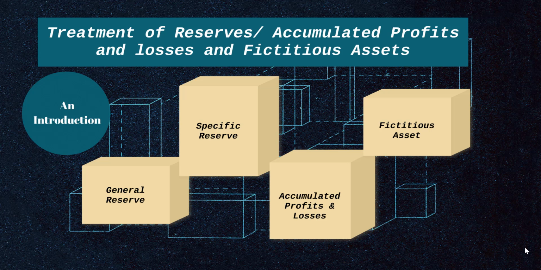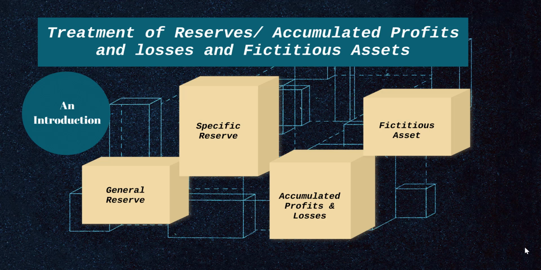The next issue that we need to deal with in the chapter of change in profit sharing ratio is accounting treatment of reserves, accumulated profits and losses, and fictitious assets. So we will devote this entire section for treatment of these reserves and accumulated profits and losses.